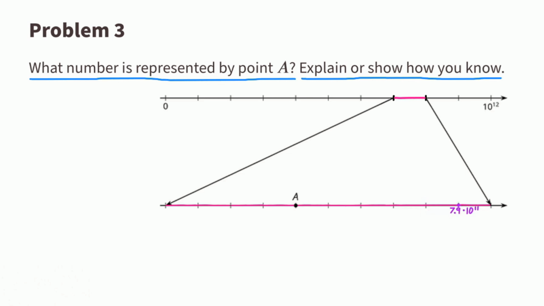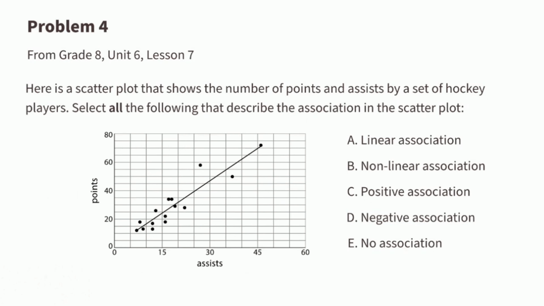After 7.9 times 10 to the 11th power, we have 8 times 10 to the 11th power. Then 9 times 10 to the 11th power. And since 10 times 10 to the 11th power is 10 to the 12th power, this represents 10 to the 12th power. Problem number 4 from 8th grade Unit 6, Lesson 7.